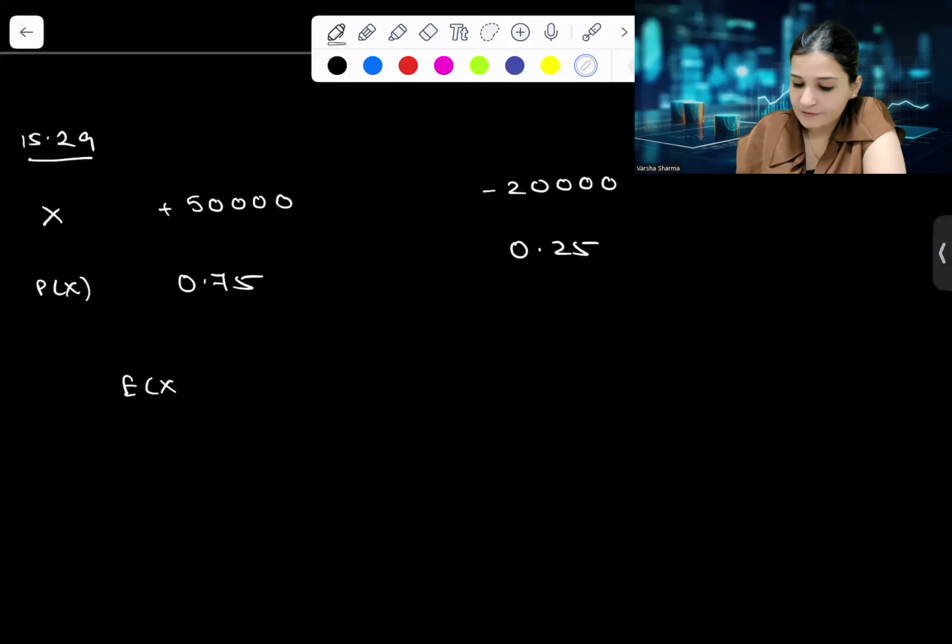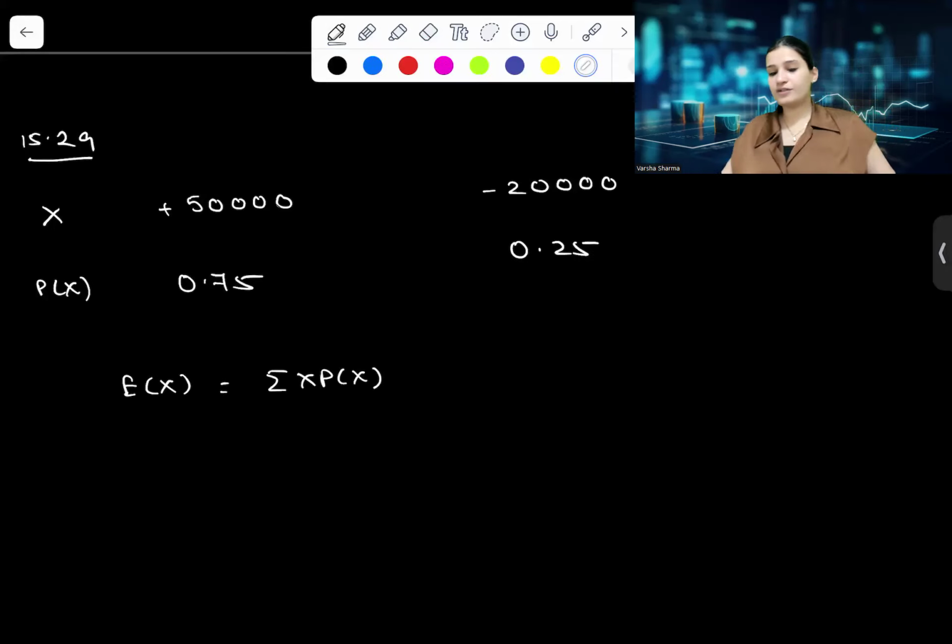Expected profit, expected value, summation x into p of x. 50,000 into 0.75 plus minus 20,000 into 0.25. 32,500. Guys, did you get the answer? Yes, ma'am.